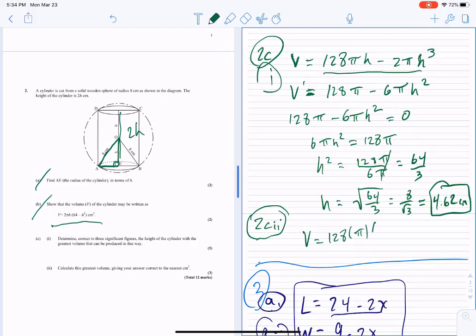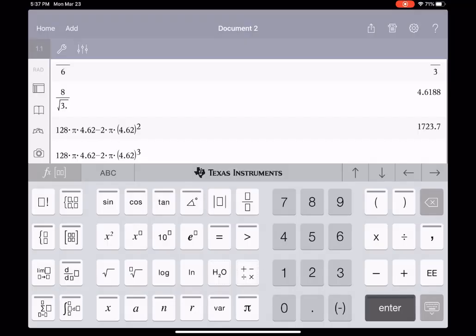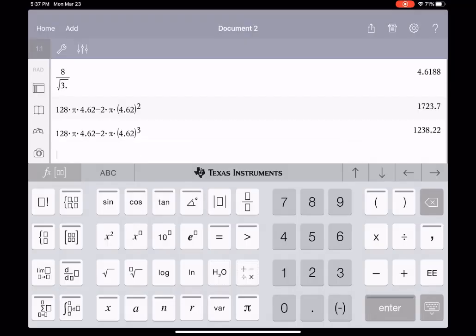Times pi times 4.62 minus 2 pi times 4.62 cubed. So, and that answer ends up being 1,238. So 1,238 to the nearest unit there.